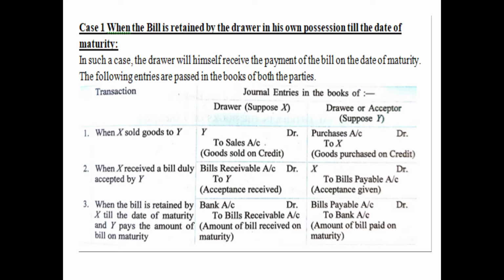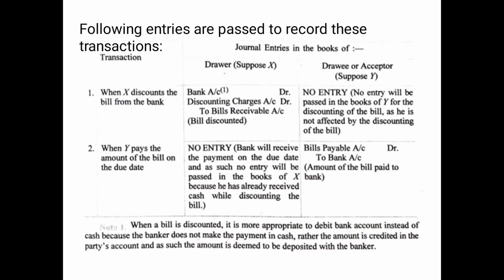Just for the revision's sake, these are the entries which you need to pass for case number 1, when the bill is retained by the drawer in his own possession till the date of maturity. When you are passing the entries for this question, children, don't forget to pass the entries in the books of each party, drawer, drawee, by default in all the cases, and also endorsee and any other third party if present. Then case number 2, these entries will be passed when the bill is discounted with the bank in the books of drawer and in the books of drawee. You need not pass the entries in the books of bank.